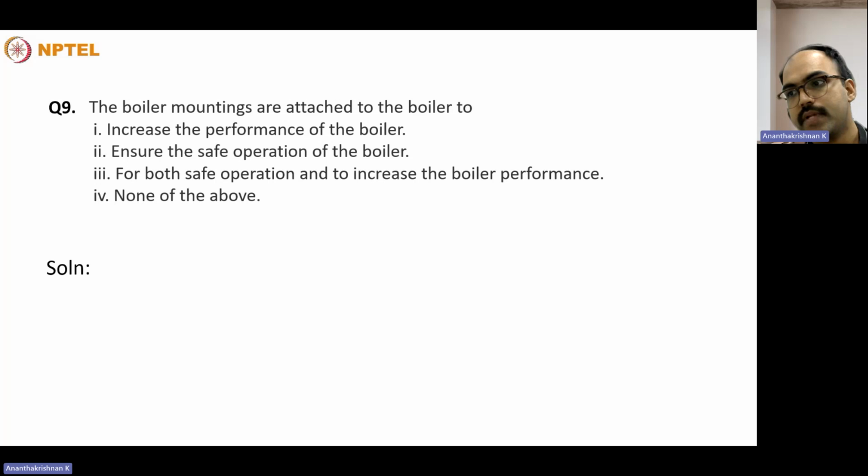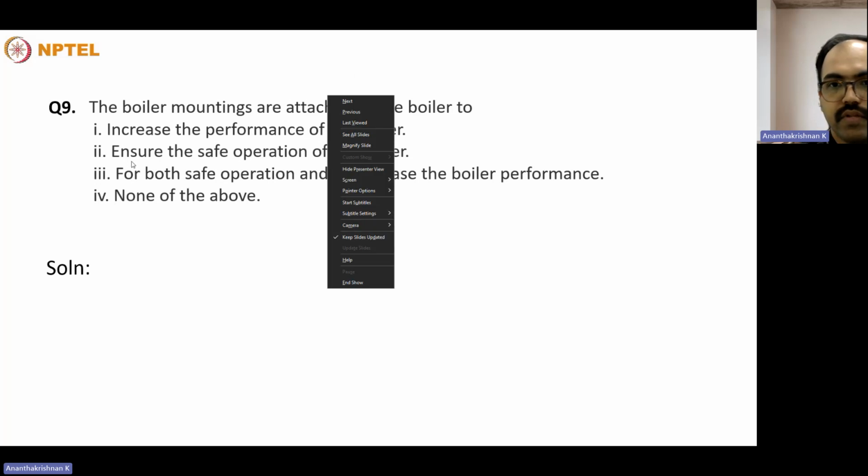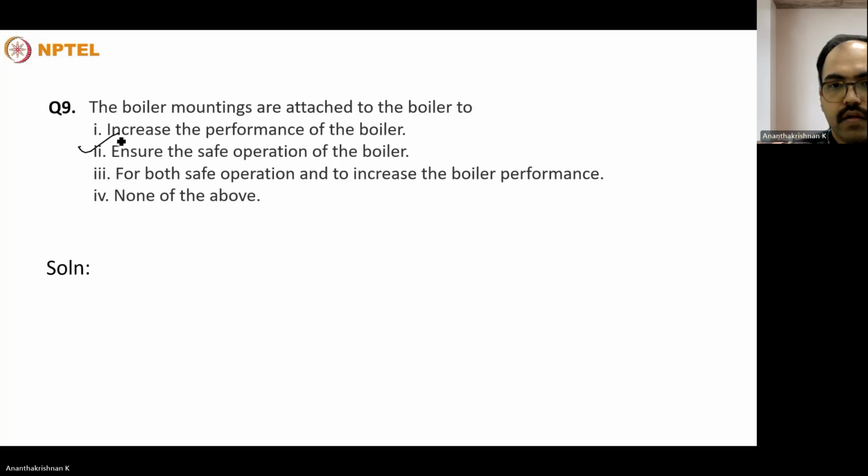In one of those previous questions, we have seen the accessories, what they do, and how much they affect the efficiency. This is the mountings. These are additional fittings that are provided to ensure the safe operation of the boiler. So the answer is this one. They do not actually engage in the efficiency of the boiler.